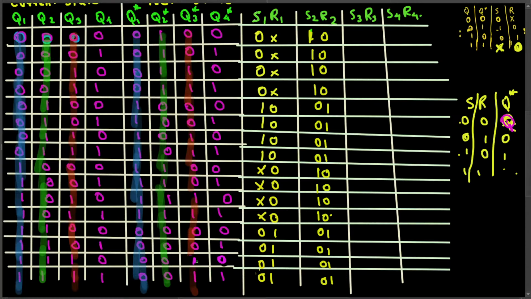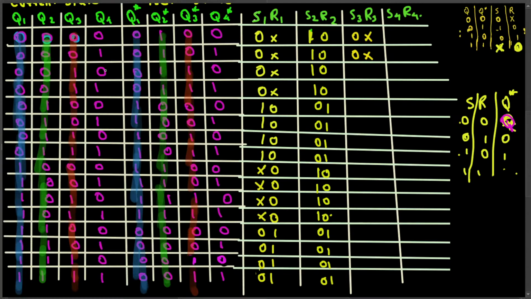Okay. So now let's see how many at a time. 0 0 0 0 1 1 1 1. Now we can take 2 at a time. Let's do it. So S3 R3. Let's do the first one. 0 0. What's the truth table? 0 and don't care. 0 and don't care. 0 and don't care. 0 and don't care.